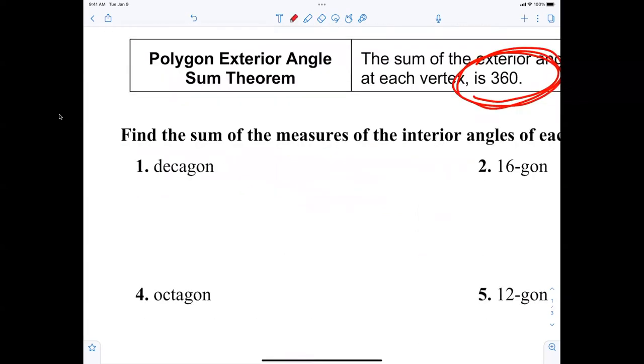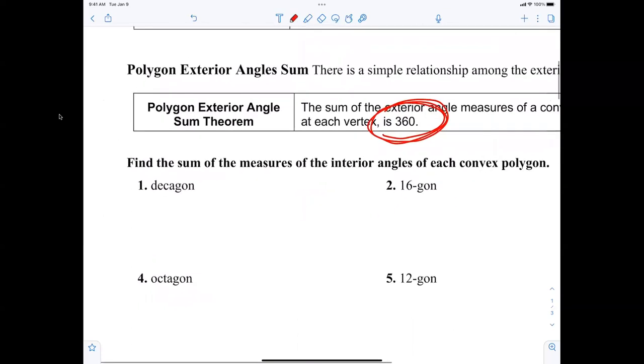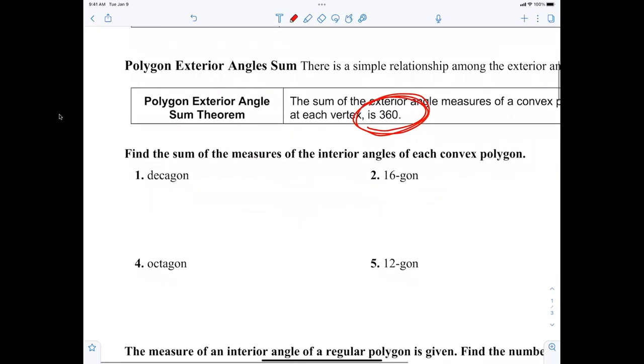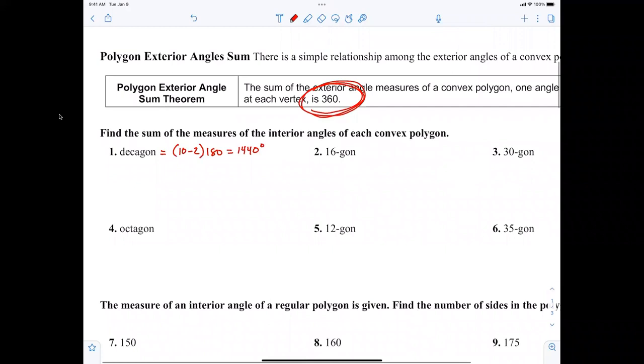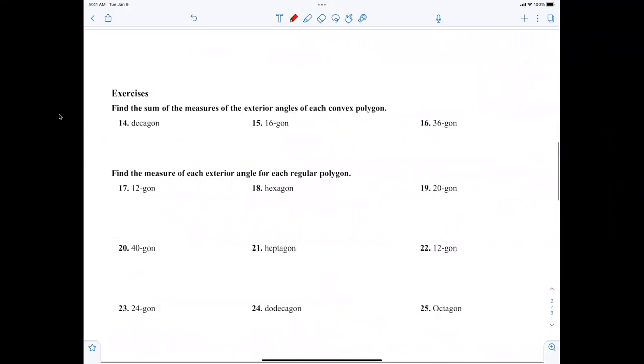The sum of the measures of the interior angles of a decagon. I would like for you to put equals. How many sides does a decagon have? 10. So we would say 10 minus 2 times 180. Somebody calculate that for me. 1,440 degrees. Everybody good with that? Now, does everybody look at this worksheet? We have to do that a bunch of times. Do we agree?